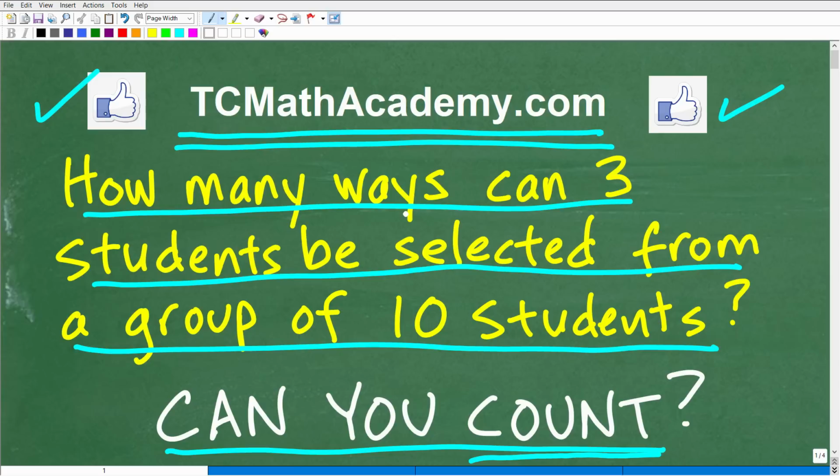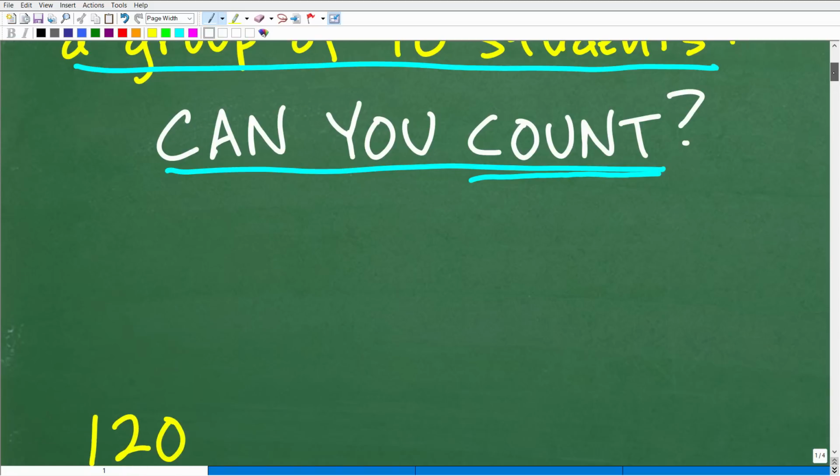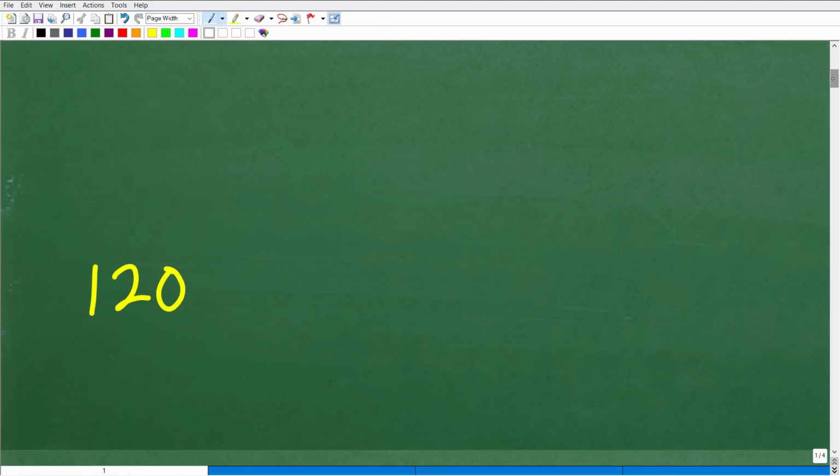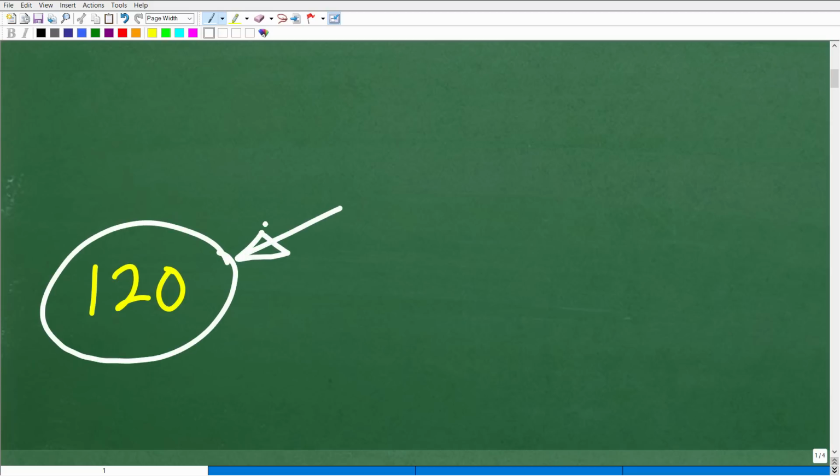Okay, so how many ways can 3 students be selected from a group of 10 students? Let's go and take a look at the answer. The answer is the following: 120.